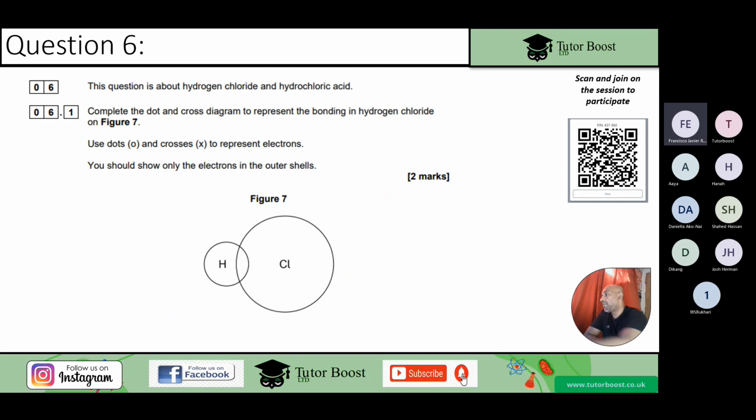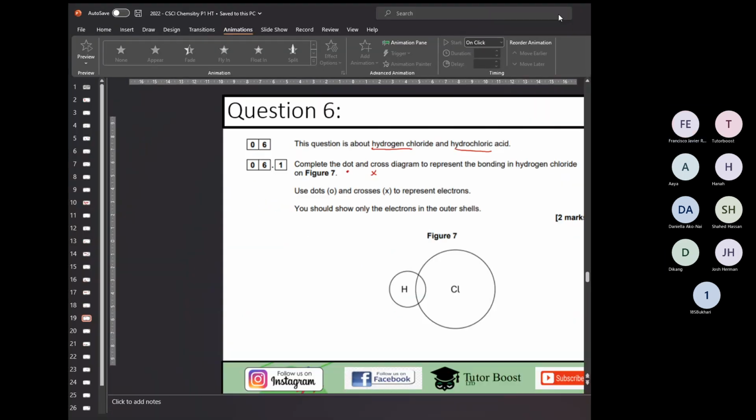Question number 6. This question is about hydrogen chloride and hydrochloric acid. Complete the dot and cross diagram to represent the bonding in hydrogen chloride in figure 7. Use dots and crosses to represent the electrons. You should only show the electrons in the outer shell. I'll give you 30 seconds. See if you can draw the electrons in the outer shell for hydrogen chloride to show the bonding. Yeah, you're getting it right.